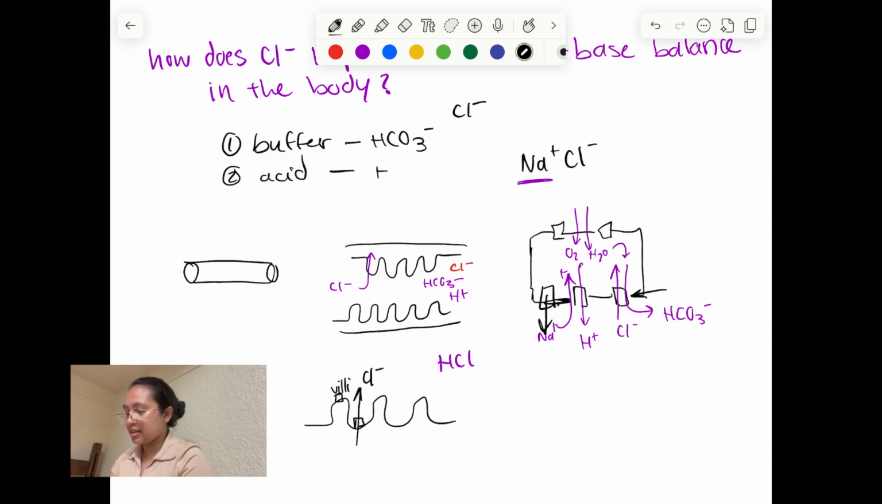So this is how chloride really helps regulate that acid base balance, because it gives you a buffer when you ingest it, and it also gives you the components to make an acid when you digest it.